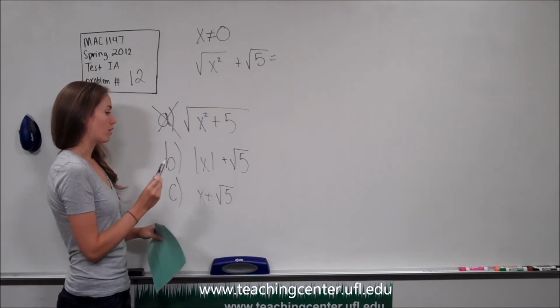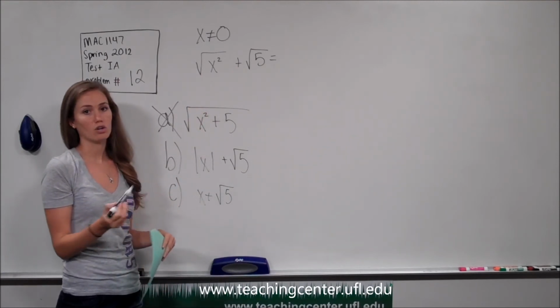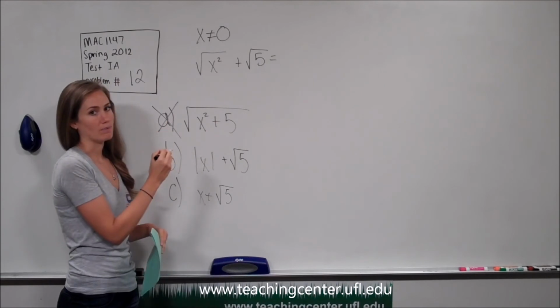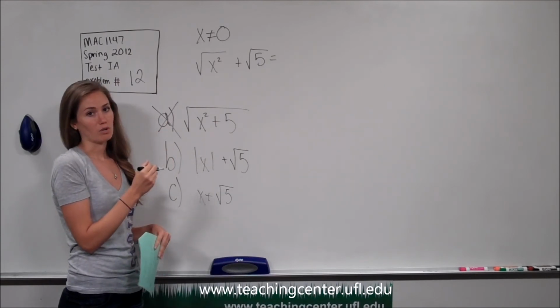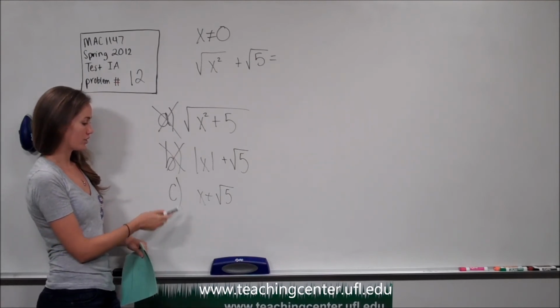So we don't have to worry about x being positive, because even if x is negative, it's being squared, so the x squared term is always going to be positive. So you're always going to be taking the square root of a positive number. So B is wrong too. And then our correct answer is C.